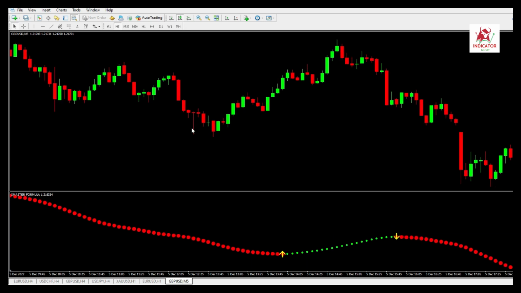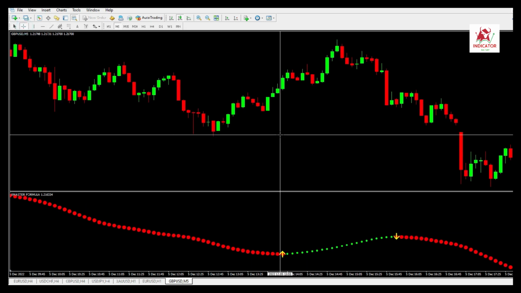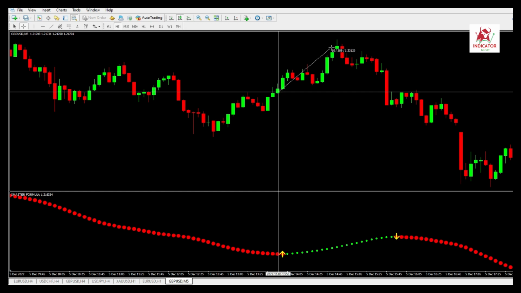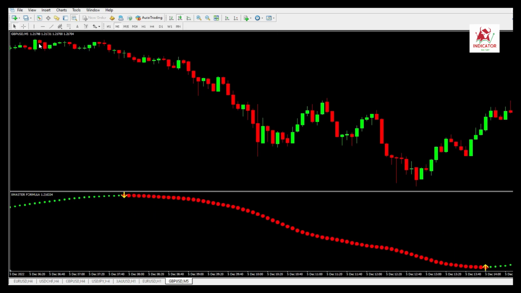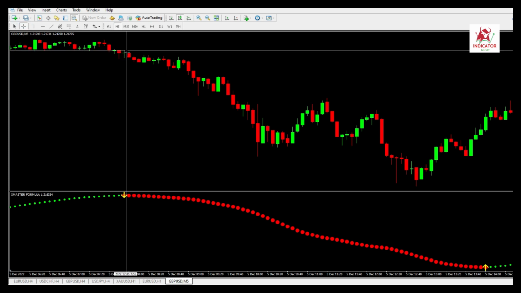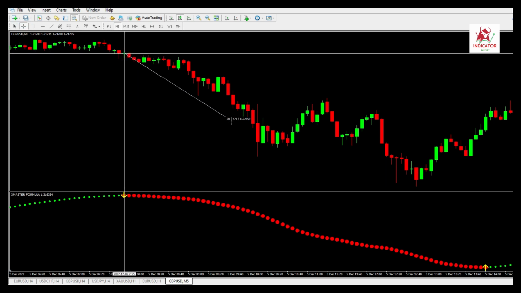For best results, open a long trade when a green dotted line appears going up. This will indicate a strong up move. The best stop loss for this position is the previous swing low, and you should place your take profit when the line changes its direction or when the red dotted line appears.